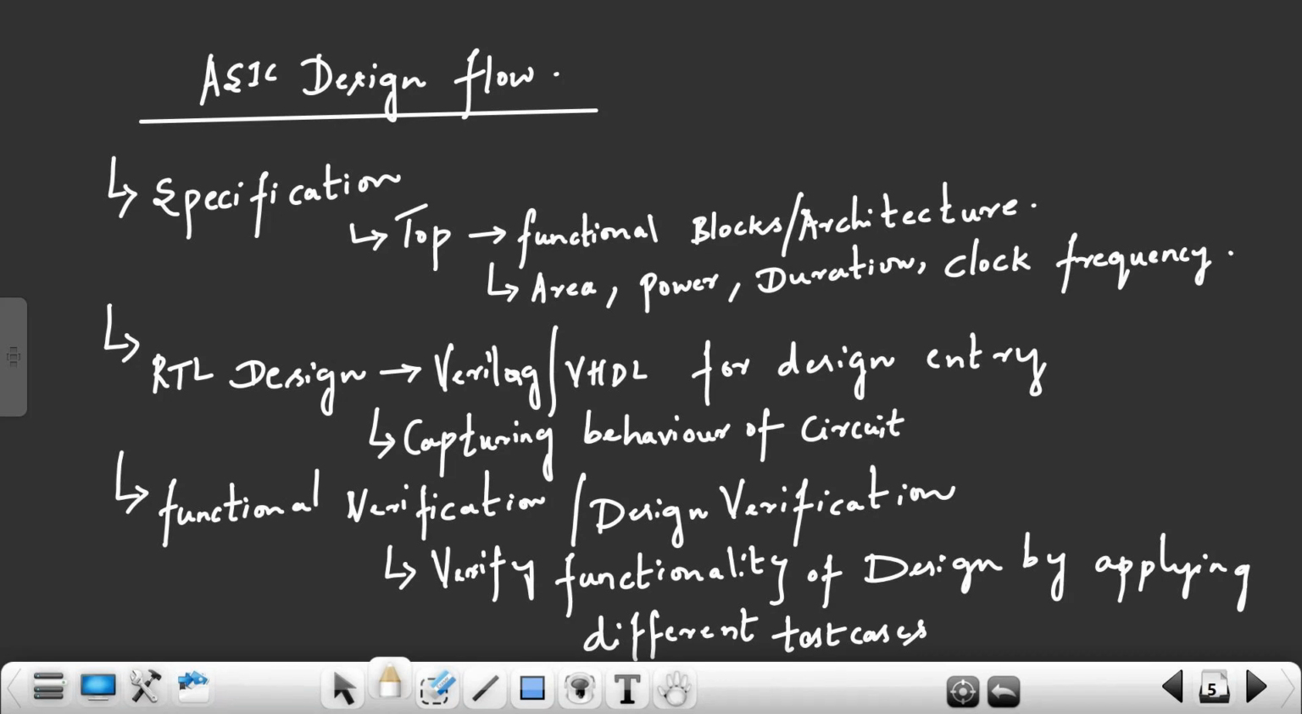So I have seen during the interviews, most of the students will not follow this procedure. They will not use the technical terms. There are a few technical terms which you have to use. Right? So what do you mean by test cases? I cannot tell that by applying different inputs. Input is another word, right? What do you mean by input?